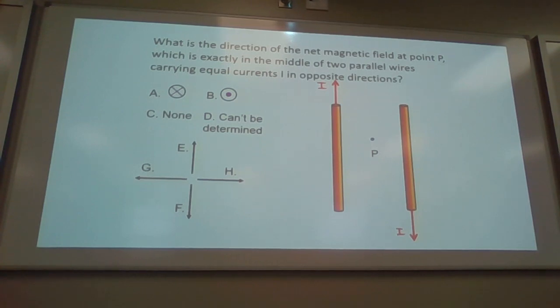Get with a partner. Contribute your right hand. You need two right hands. You don't need a right hand and a left hand. You need two right hands. One person be one wire, the other person be another wire.